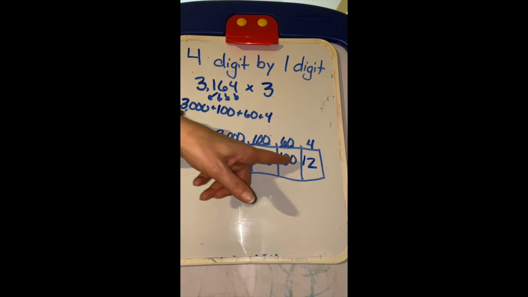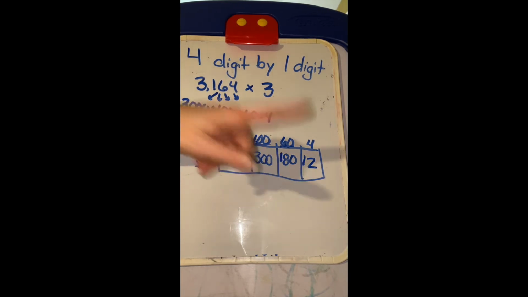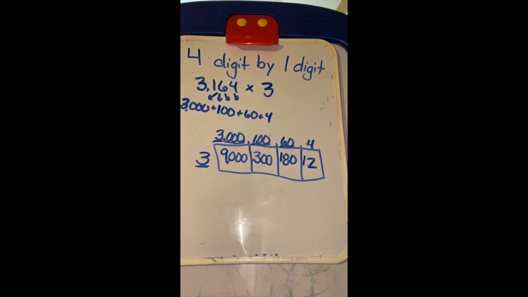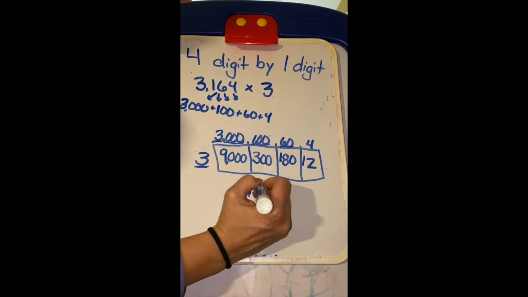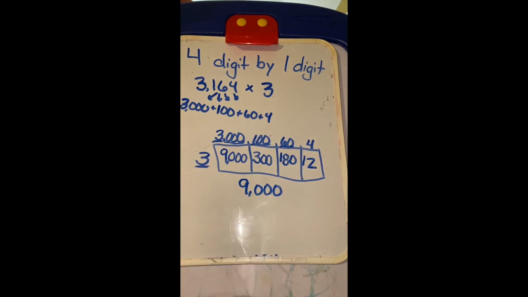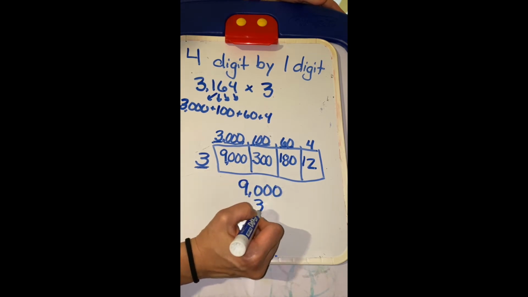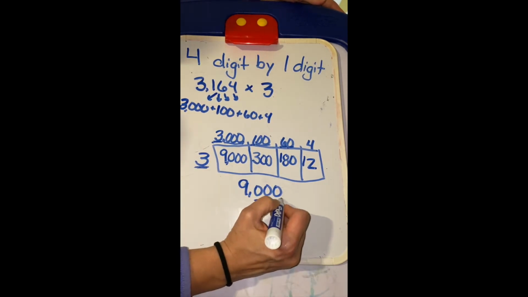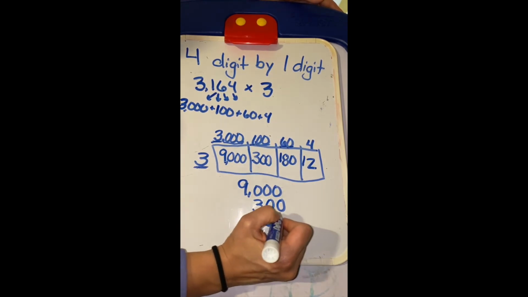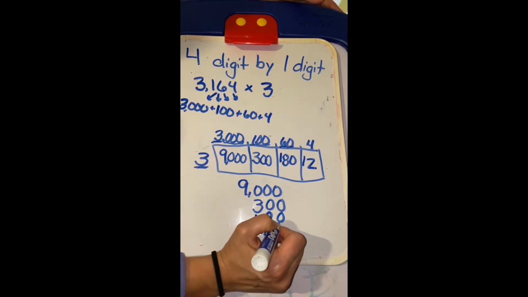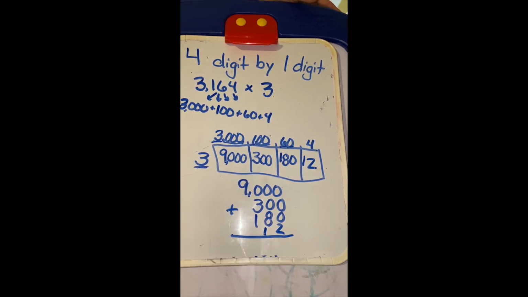So I have 4 partial products from my 4-digit number. I need to add those partial products up to get my final product. Okay, so I have 9,000. We need to make sure we line up our tens and our hundreds and our ones correctly. I have 300, so a 3 goes into my hundreds column. There's my 300. I have 180. And then 12. So I need to add all of those up.